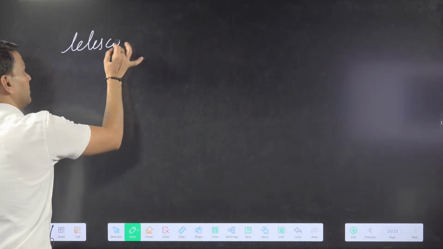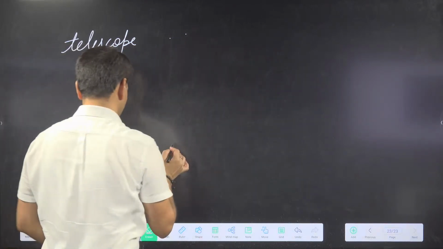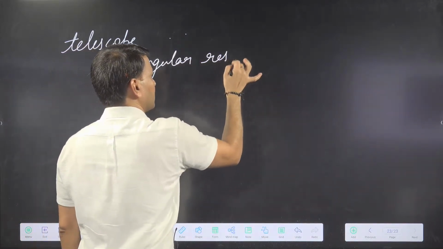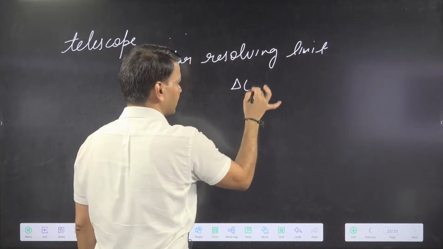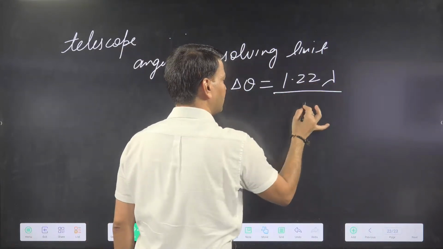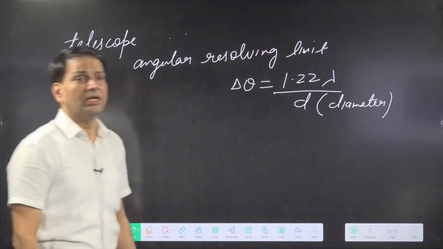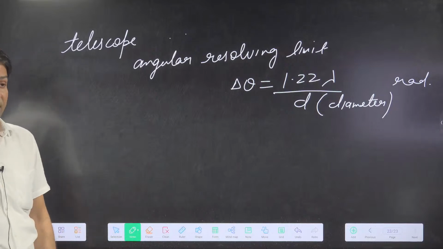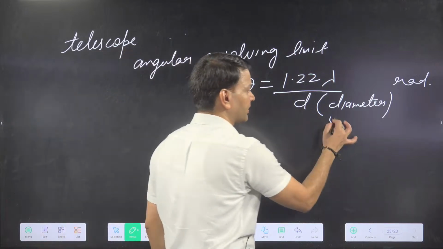For the telescope we use the angular resolving limit. Angular resolving limit delta theta is equal to 1.22 lambda by d, where d is the diameter of the telescope. Its unit you will get in radian. If they are asking for the angular one, or the options are given in radian, then use the angular resolving limit 1.22 lambda by d, where d is the diameter of the objective lens.